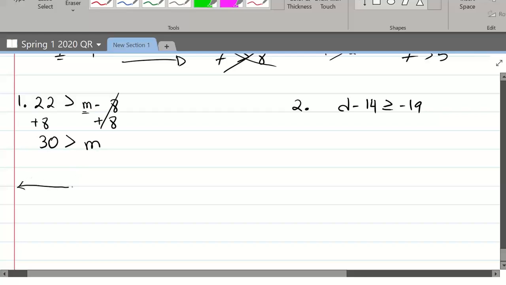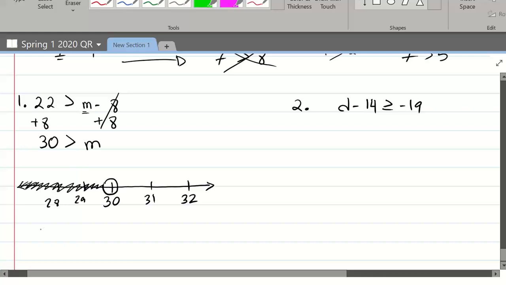So we want to graph this. Again, the center number is the one that we just calculated. A couple of numbers below it, 29, 28. A couple of numbers above it, 30, 32. Put a circle, an open circle, because this is just greater than. And again, 30 is greater than m. That means m has to be everything less than 30.